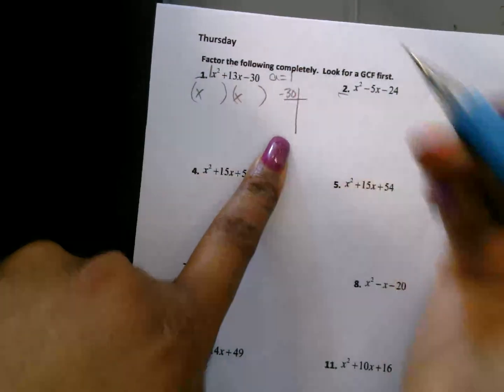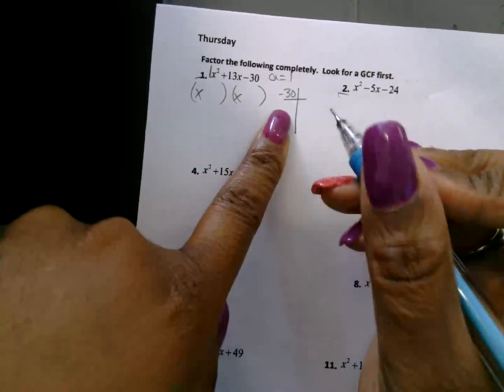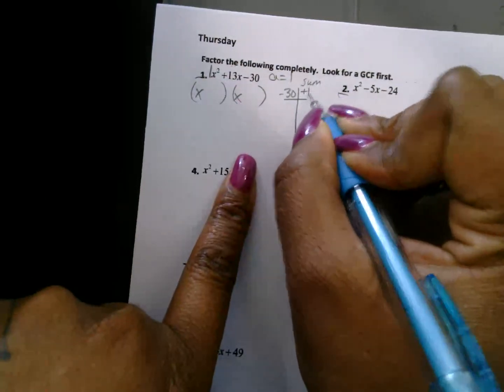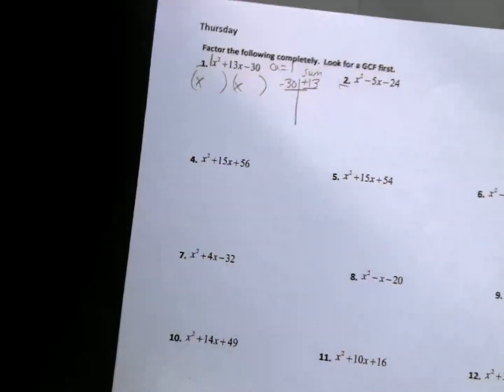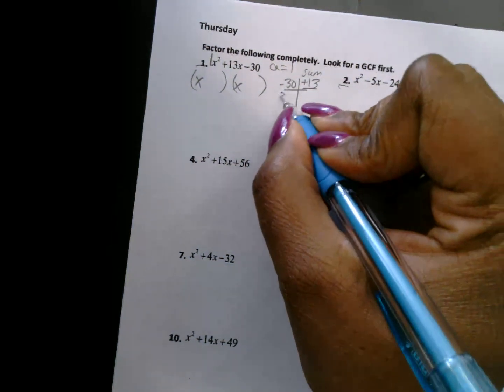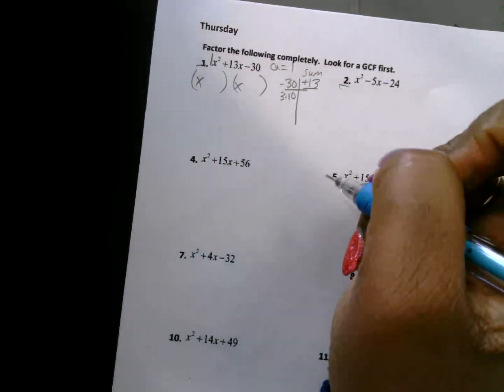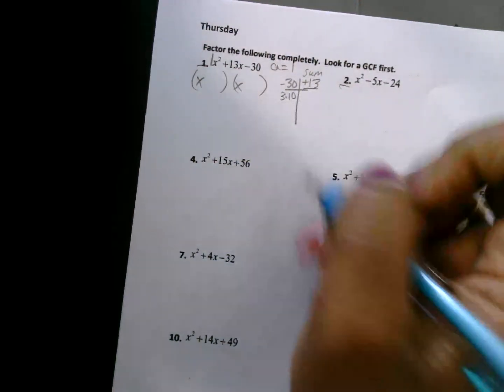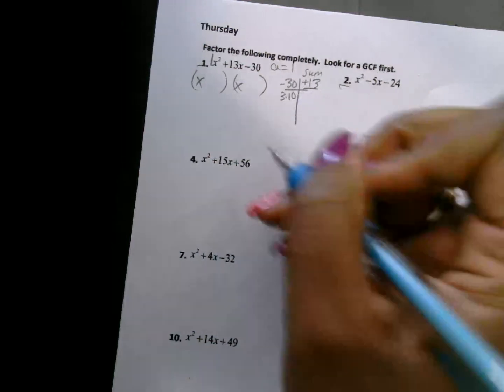Now you're going to multiply this 1 times negative 30, which is going to give me a negative 30. Think, what two numbers can be multiplied to give me a negative 30, and when I add them, I get a middle number of 13? Let's think of different ones. We got 3 and 10. That doesn't work, right? 3 and 10 don't work because they would both have to be positive to give you 13.